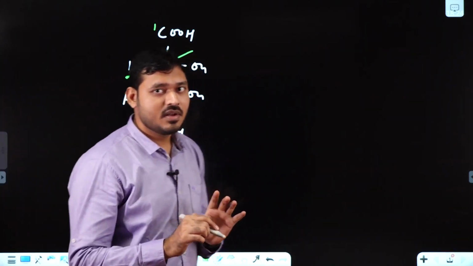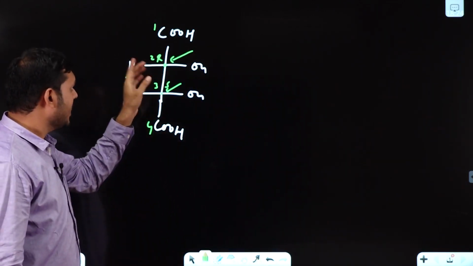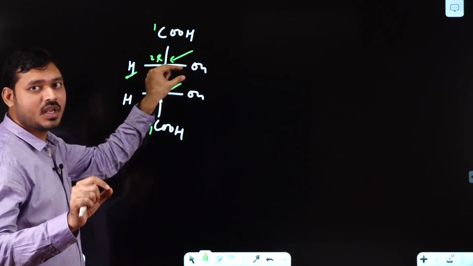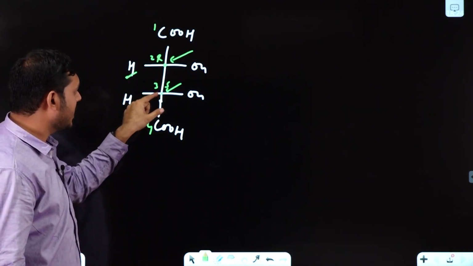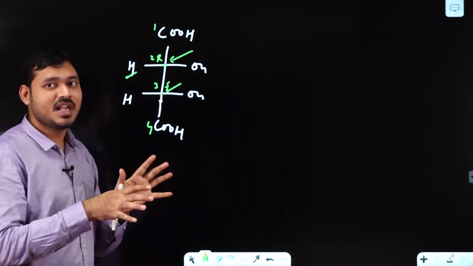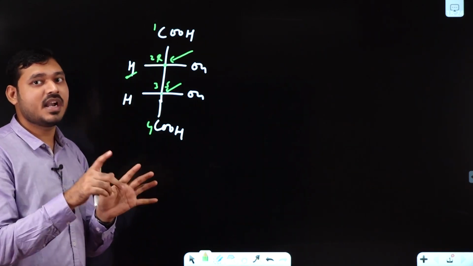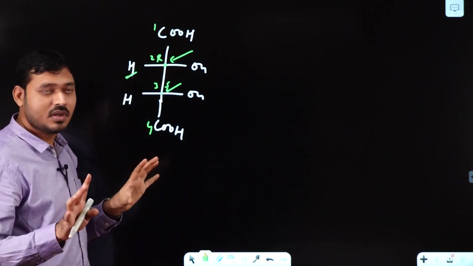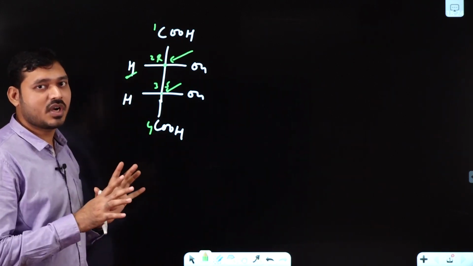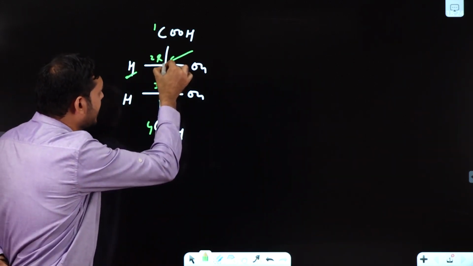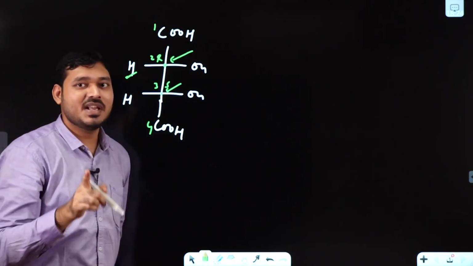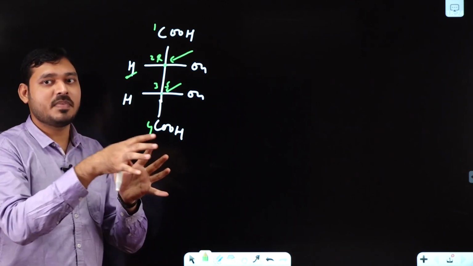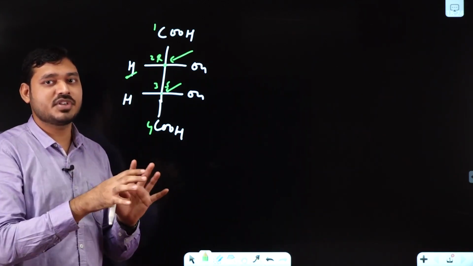So what happens here is, from carbon number 2, if PPL comes and rotates through some angle theta, then through carbon number 3, the PPL rotation will also be the same in magnitude. Okay, but the direction will be changed because this entire group and this entire group are the same, but the configuration is different. So PPL rotation through carbon number 2 and carbon number 3 will be the same in magnitude but different in direction. So the net rotation of PPL will be 0. So there will be no observation of PPL rotation.